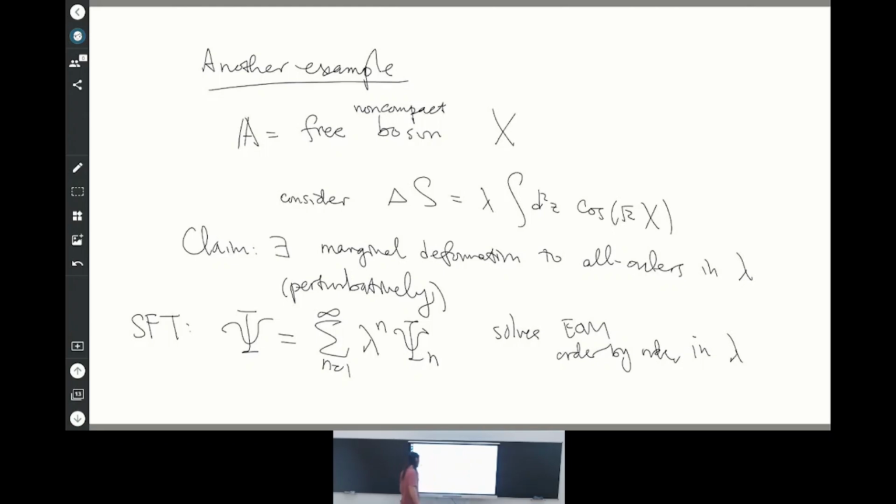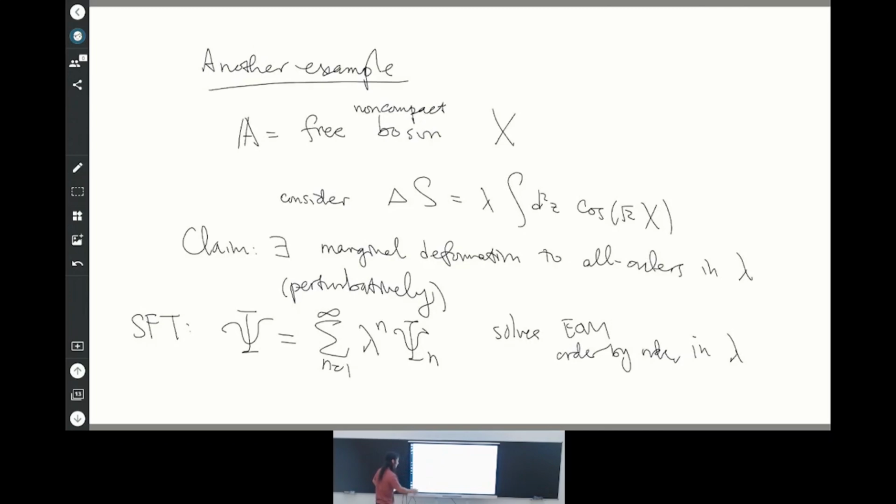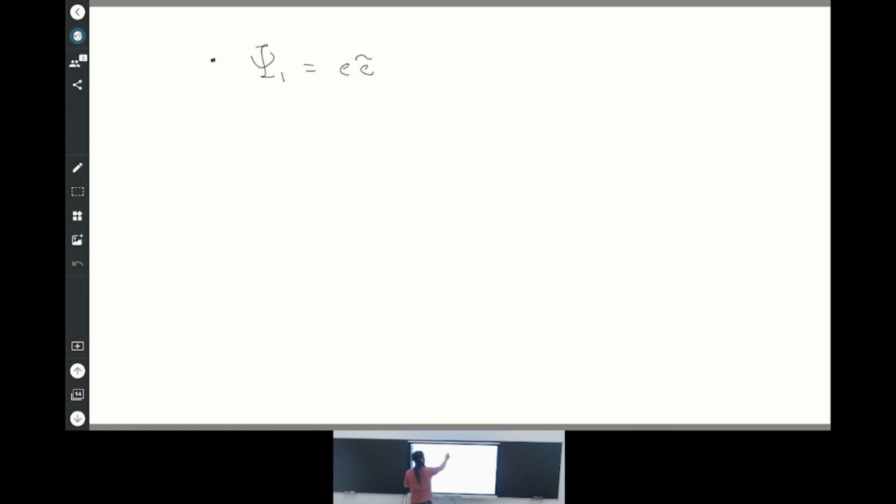Now, the details of the solution are quite interesting, but it will take some time to analyze them. So, due to lack of time, I won't write the actual details of the solution. I'll just say the most essential features of the solution. So psi 1 is just this c c-tilde. So remember, psi n are the nth order string field. So to first order, it is just this deformation, c c-tilde times this deformation.